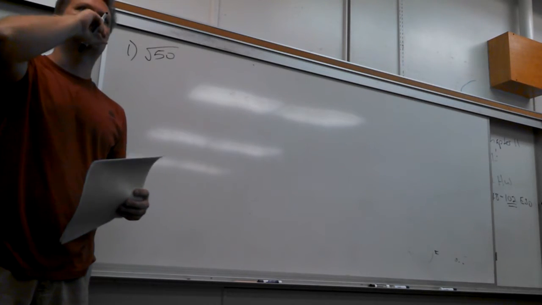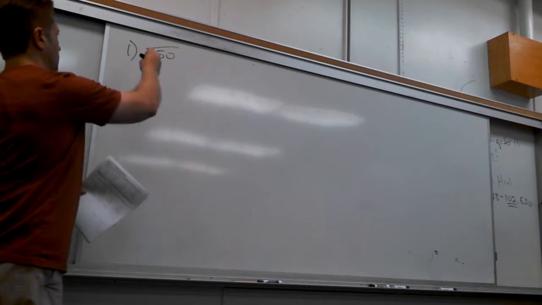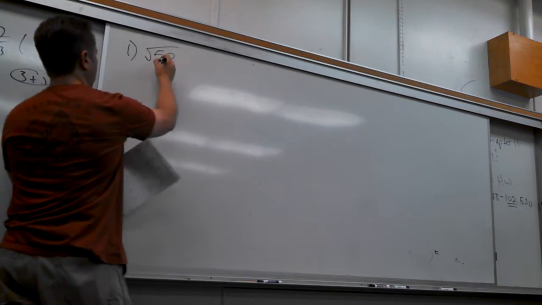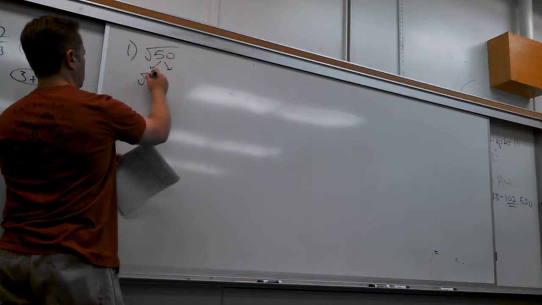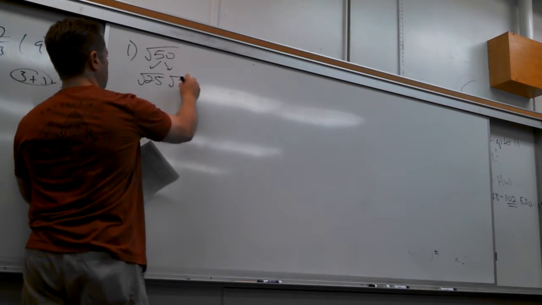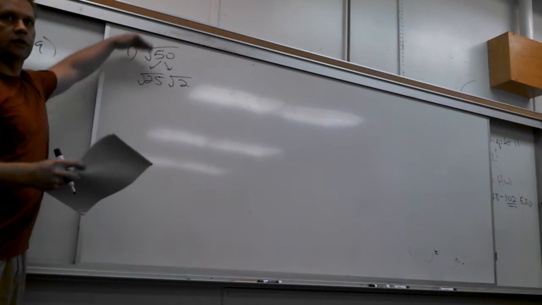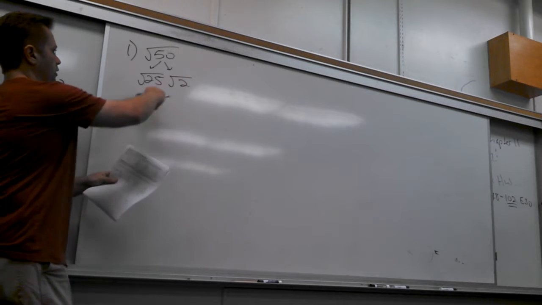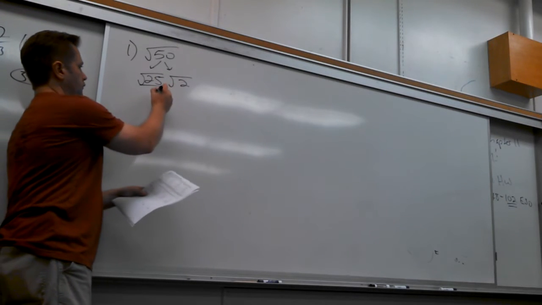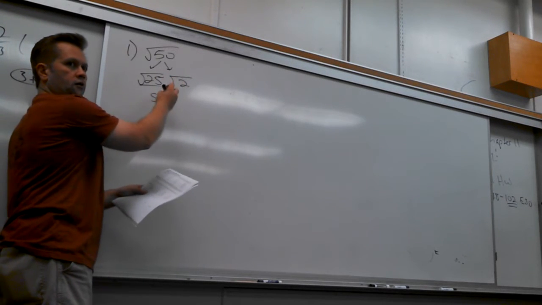So according to method 1, you're going to say that 50 divided by 2 is 25. Good, so I can rewrite this as the square root of 25 times the square root of 2. Those are equivalent. And what part can I do? Square root of 25 is 5. What's the square root of 2?